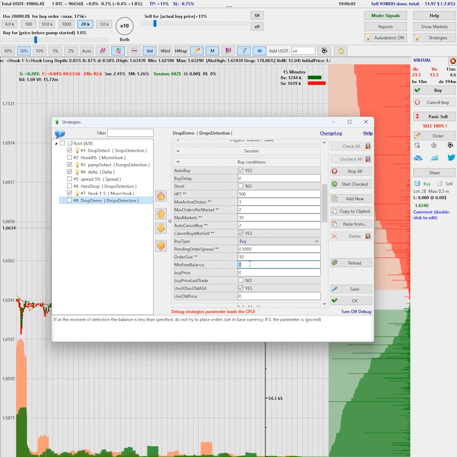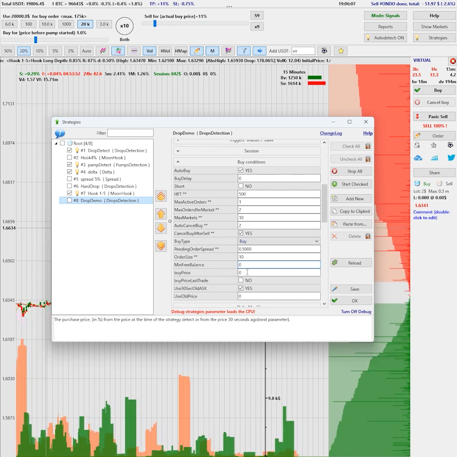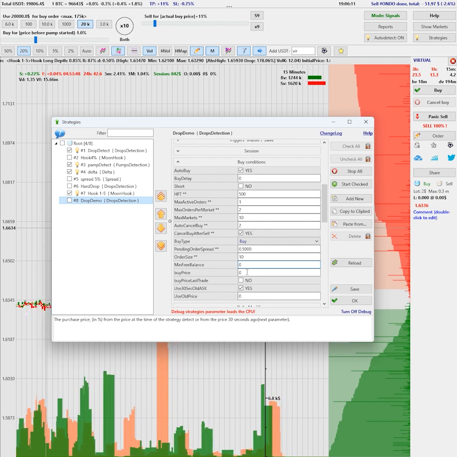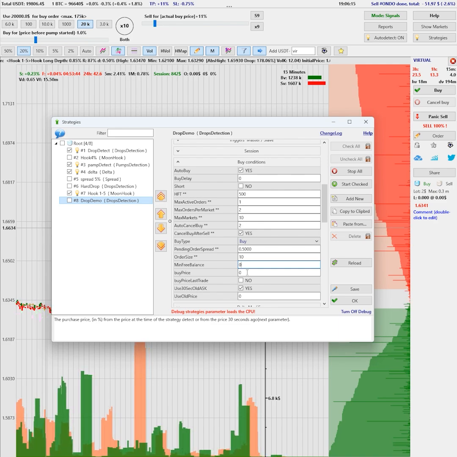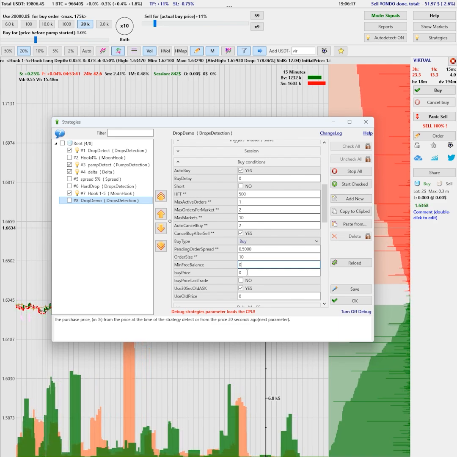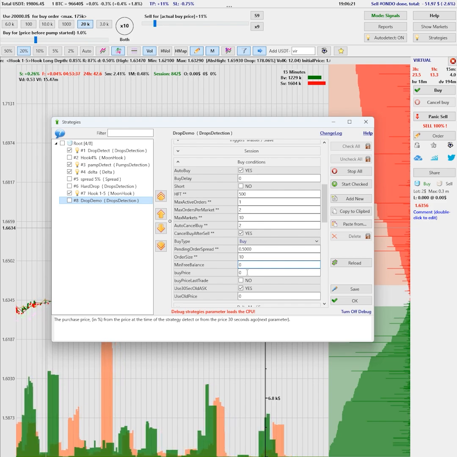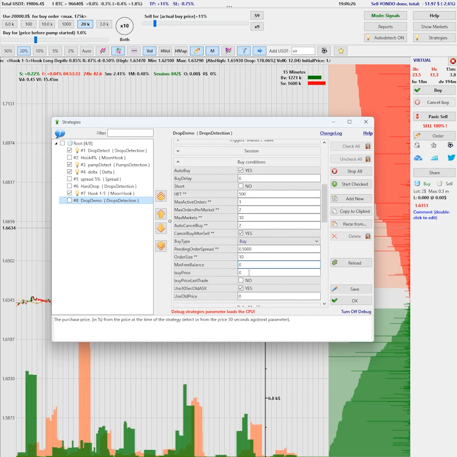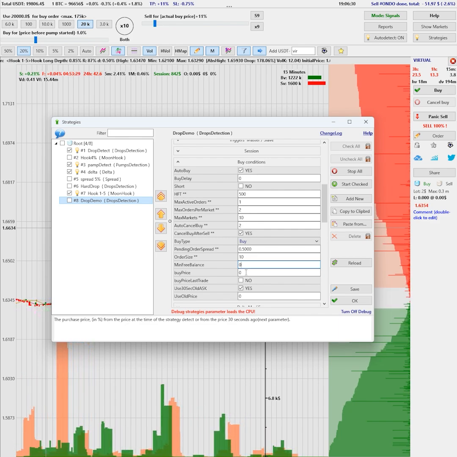Minimum free balance. We're gonna ignore that. Buy price. What could happen is that by the time the detection happened, the price could have moved away, down, or whatever. So in this case, let's read it really quick. The purchase price in percent from the price at the time the strategy detected, or from the price 30 seconds ago.